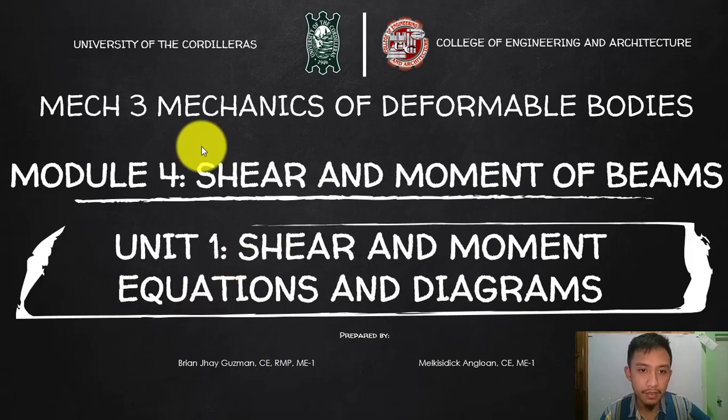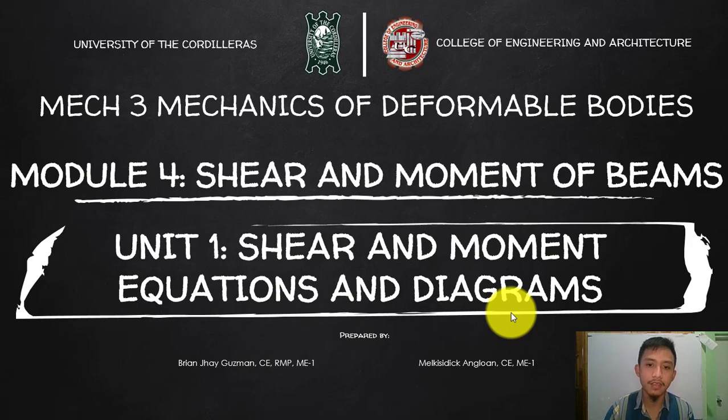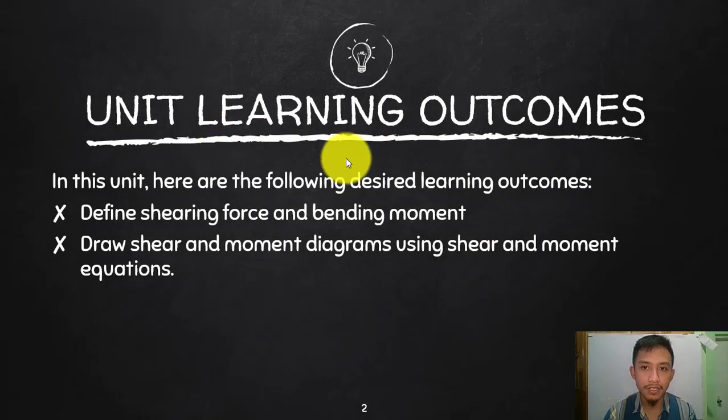Okay, so we are now on the shear and moment of beams. In this slide, we will be discussing your unit 1, which is about the shear and moment equations and then the shear and moment diagrams. We are going to discuss how to establish equations of the shear and moment in the beams that we are considering, and then of course we are going to relate that with the drawing, and these are the diagrams. So for this unit, we will be having these learning outcomes.